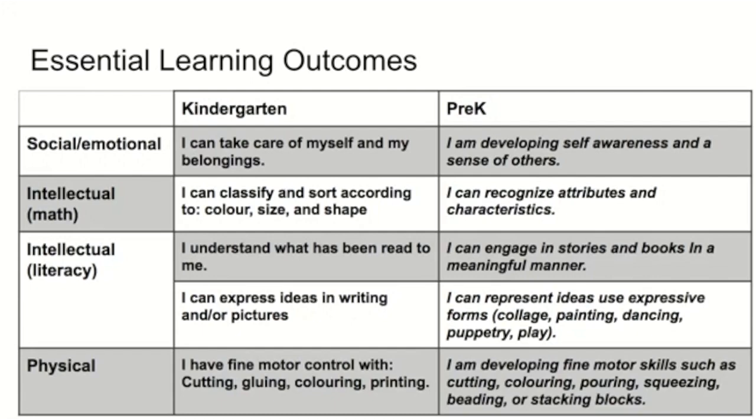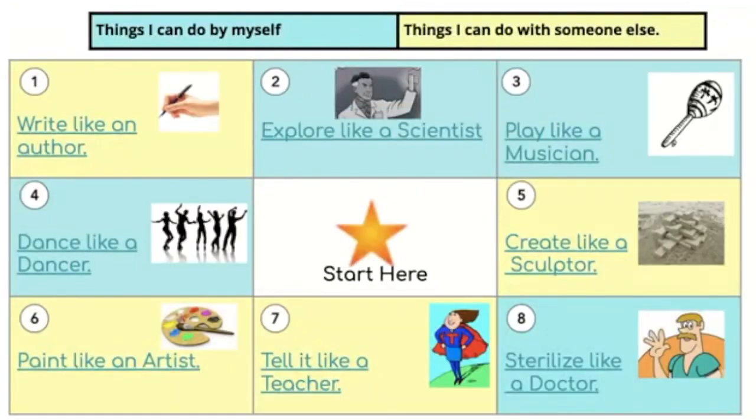So I'm just going to show you now what my choice board looks like. I have two different types of squares: things I can do by myself and things that I need someone else to help me with. The turquoise squares are things that I can do by myself, and the yellow squares are things that I can do with someone else. My start here is my read aloud.